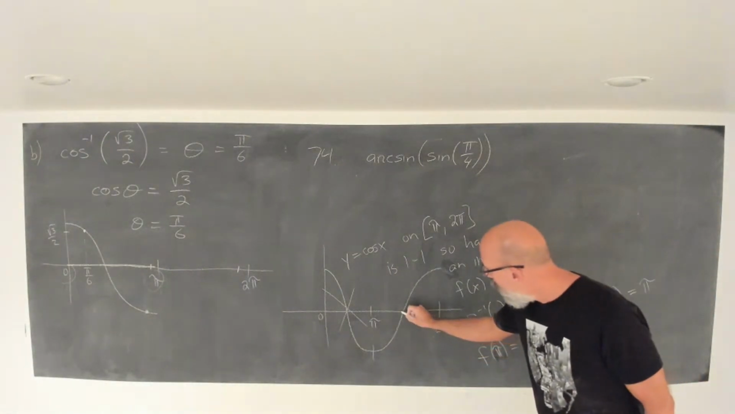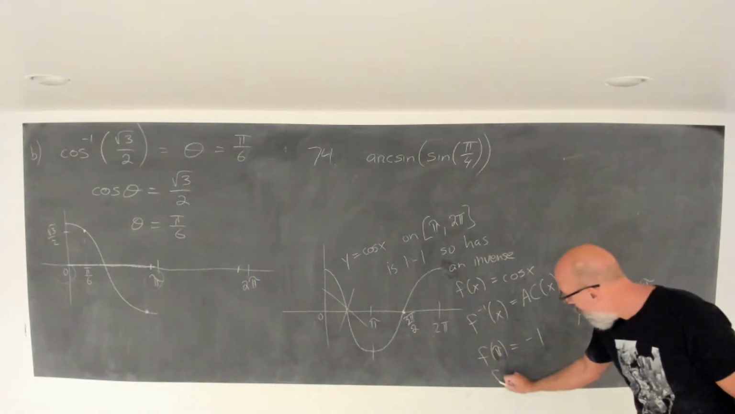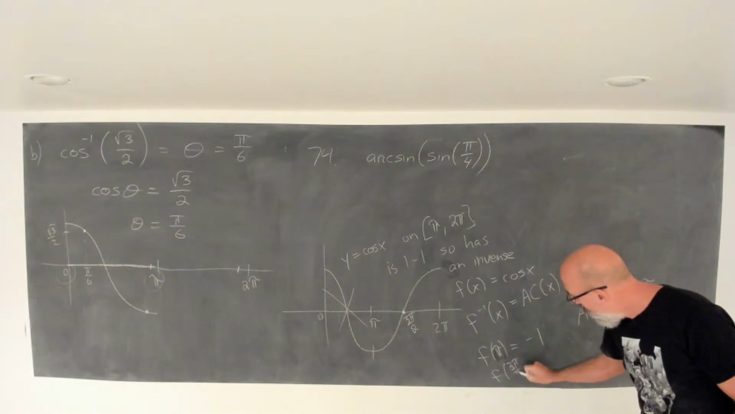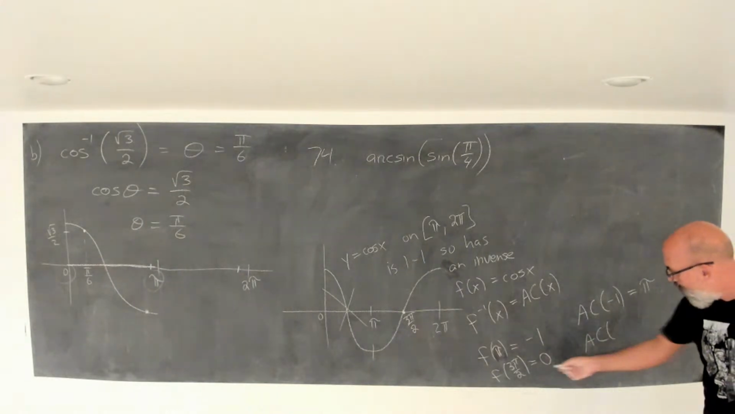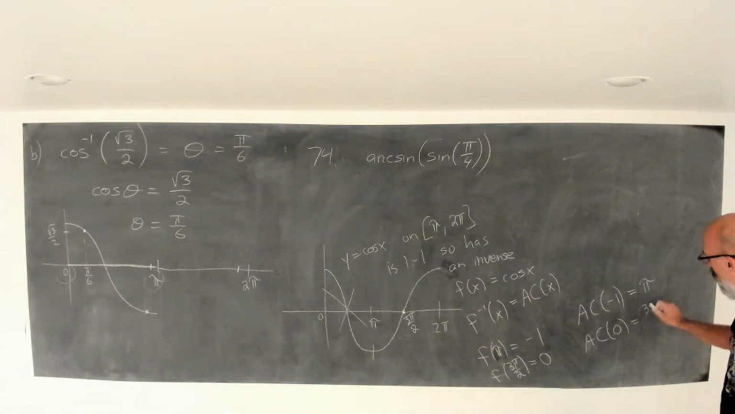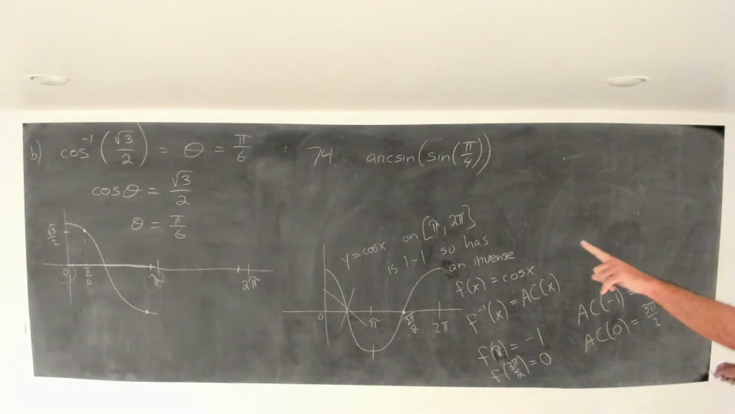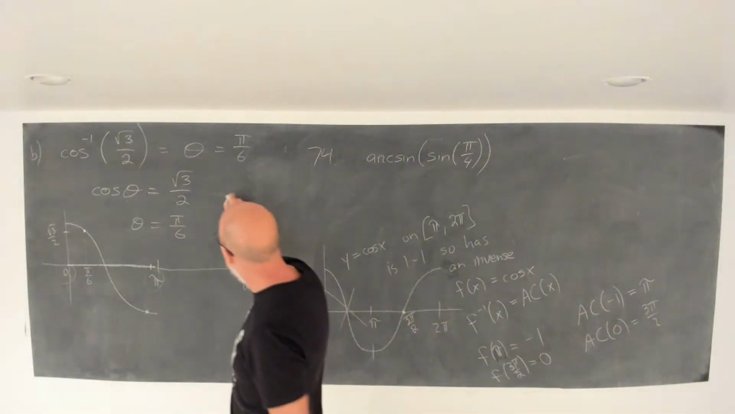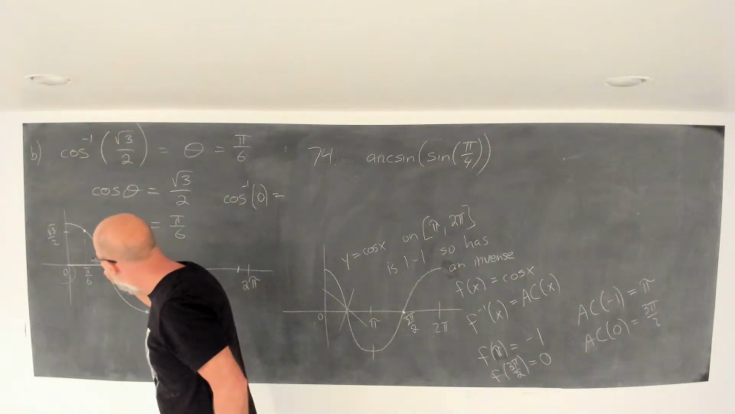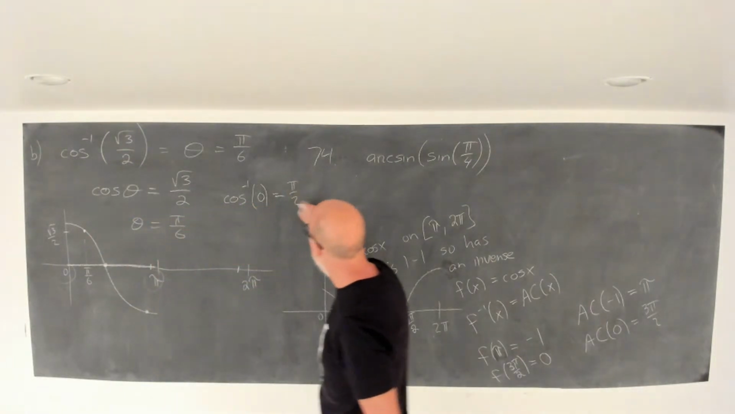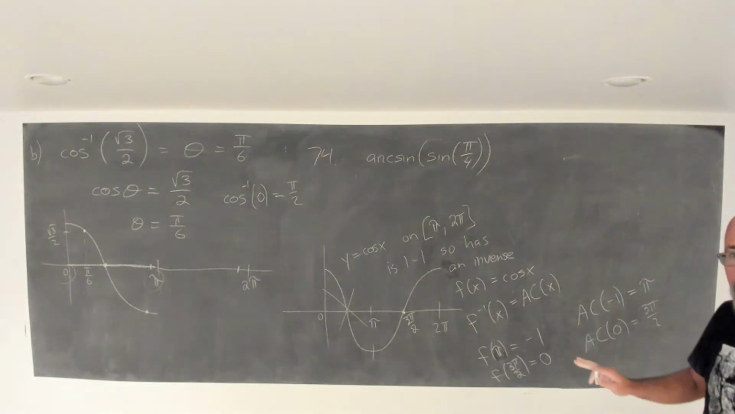If you plug in 3 pi over 2, you get 0. The AC function is a function so that if you plug 0 in, you get 3 pi over 2 back. You see that it differs from the arc cosine function, because here, arc cos of 0 is pi over 2, not 3 pi over 2. They are different functions.